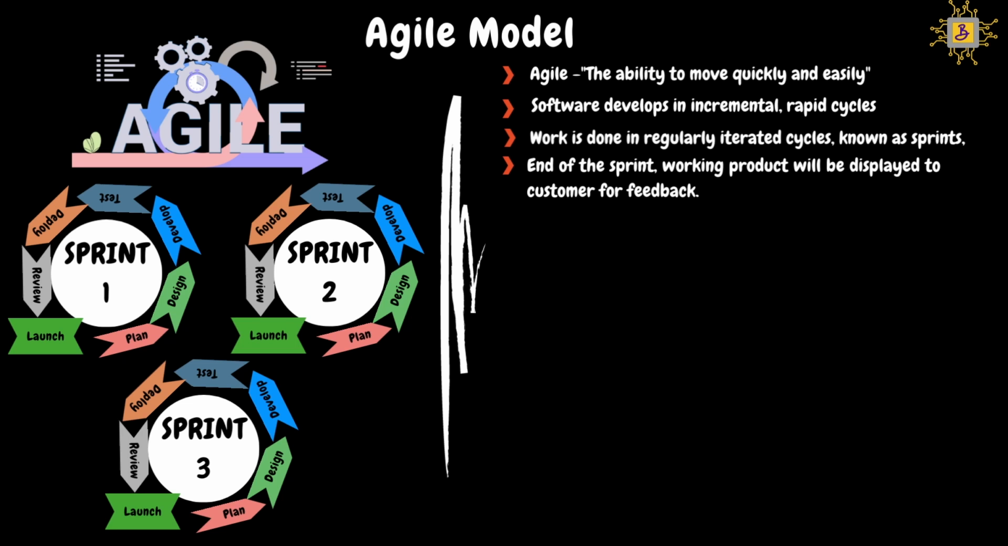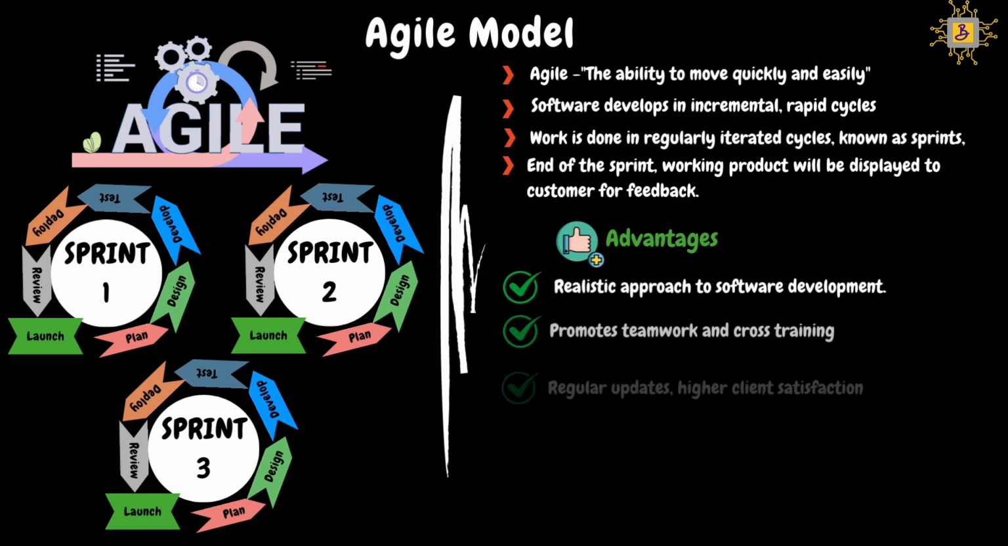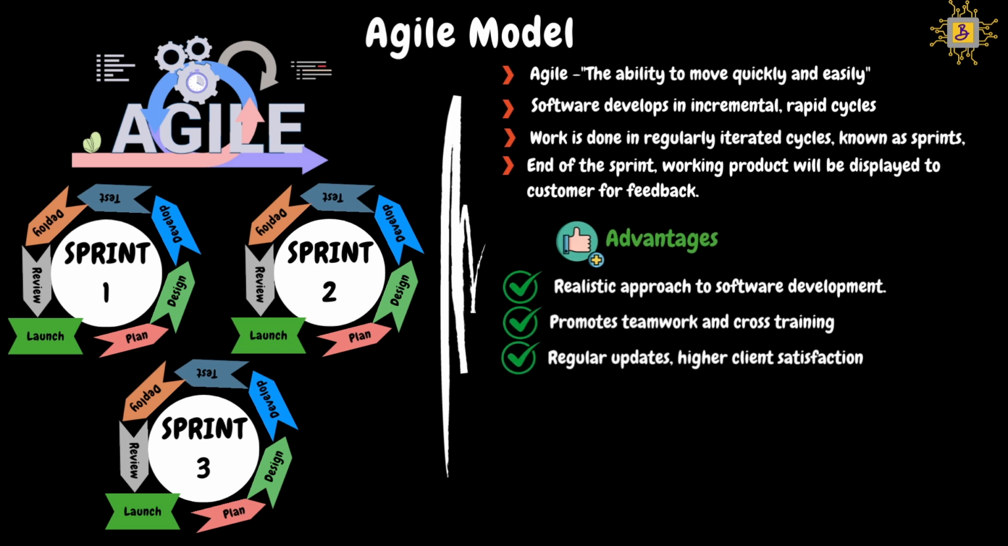Now let's look at different advantages of this model. This model is a realistic approach to software development as it allows more flexibility to adapt to changes. It promotes teamwork and cross-training. At the end of the sprint, teams will generally schedule knowledge sharing sessions with other members in that sprint. In this model, regular updates will be provided as the product will be delivered in smaller units and feedback will be incorporated. This will increase the satisfaction of the customer.